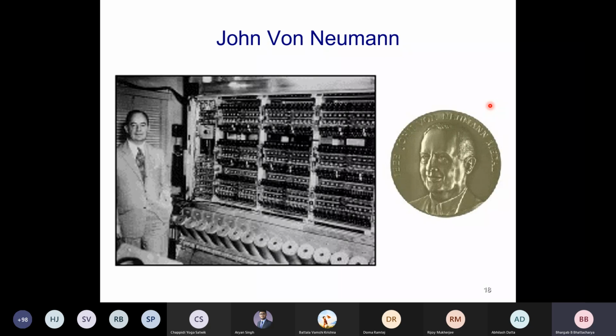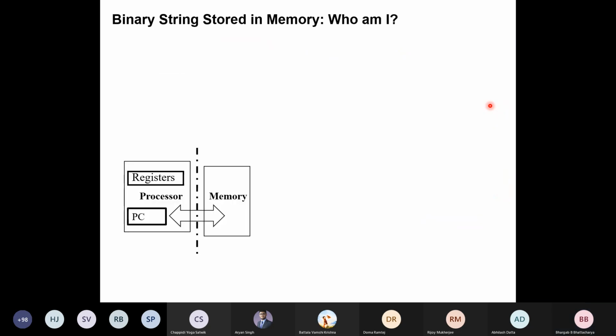Well, in the architectural space, John von Neumann, a Hungarian-born American mathematician and computer scientist, introduced what is called the von Neumann architecture. Okay, before that, let me present before you a very interesting question.